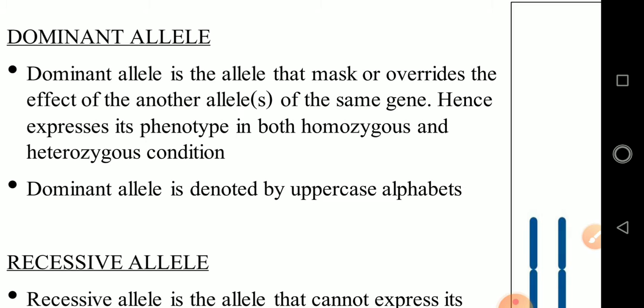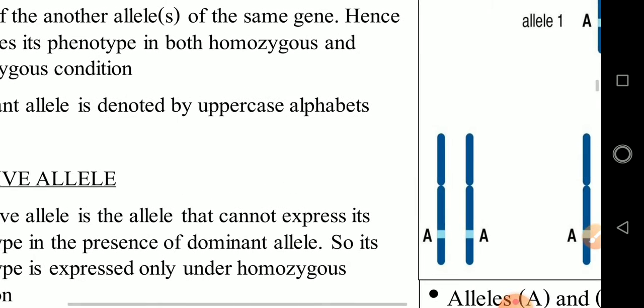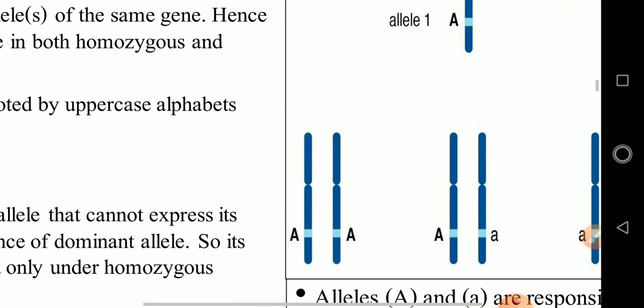Okay, so what is dominant allele? For example, capital A, dominant alleles. In homozygous capital A, here it will express the dominant character. In the second picture, capital A, small a is given. Even though it is heterozygous in nature, it will express only the dominant character, because the dominant allele will suppress the nature of the recessive allele small a.